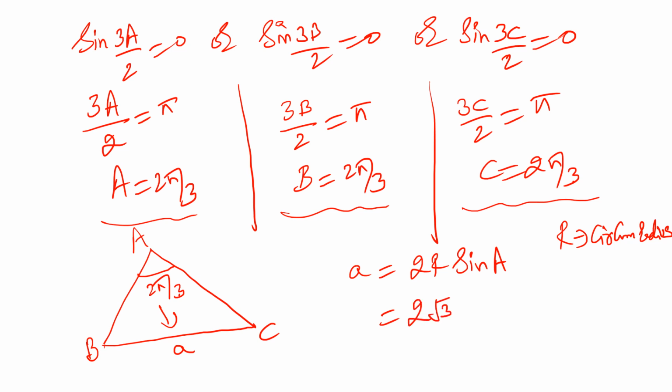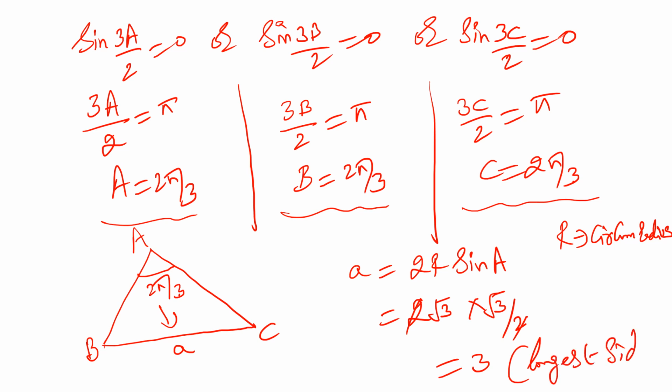And what is sine of 2 pi by 3? It is going to be root 3 by 2, because sine of 2 pi by 3 is the same as sine pi by 3. Fine. So what is the final answer? It becomes 3. So that means 3 is our longest side. Now it can be a, b or c depending upon which angle is 2 pi by 3. Fine. So we are just concerned with the numerical value of the longest side, and that is 3. So hence option C is the correct one.